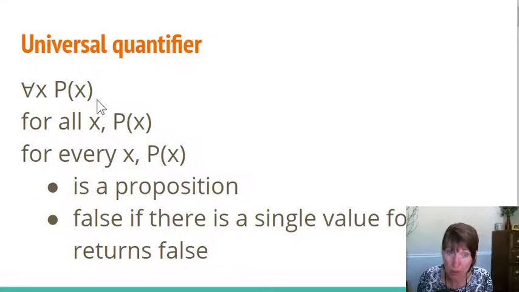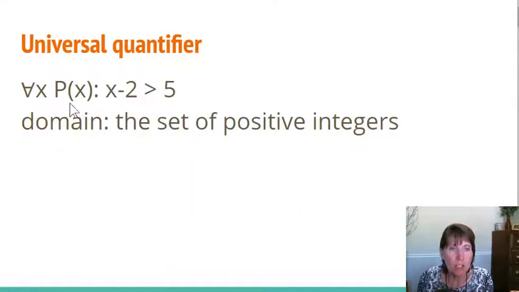Well, is that the case or not? Let's try it to find out, okay? So here, what we're going to use is we're saying for every x, P of x, x minus 2 is greater than 5. And we have specified that the domain is the set of positive integers. So let's find out if for every x this is true or not. So let's take x = 28, and we take 28 minus 2. That is in fact greater than 5. That means it is true.